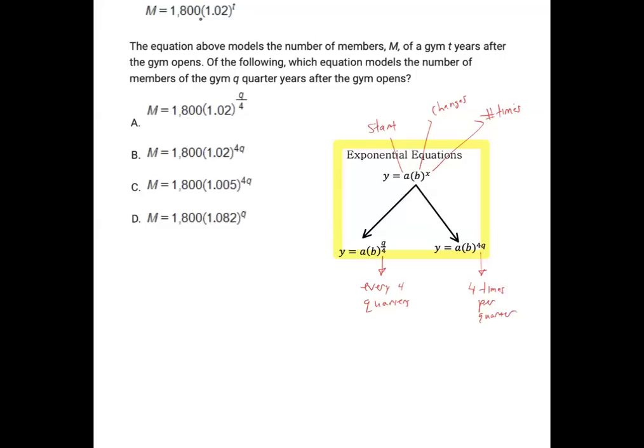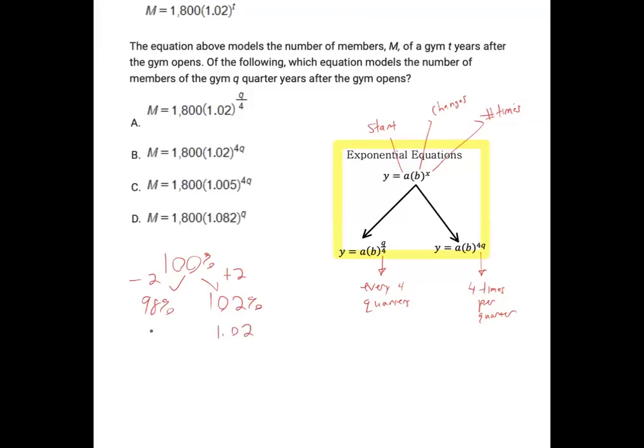So now the question says, this is the model for the membership of the gym in terms of the number of years. It's increasing by 2% every year. Now, by the way, why is it increasing by 2%? Because when you're increasing or decreasing by a percent, you start at 100 and then you go up or down from there. So if you go up 2%, it takes you to 102. If you go down 2%, it takes you to 98.